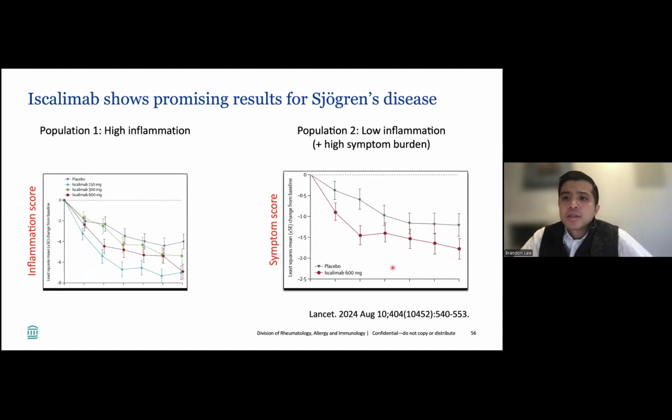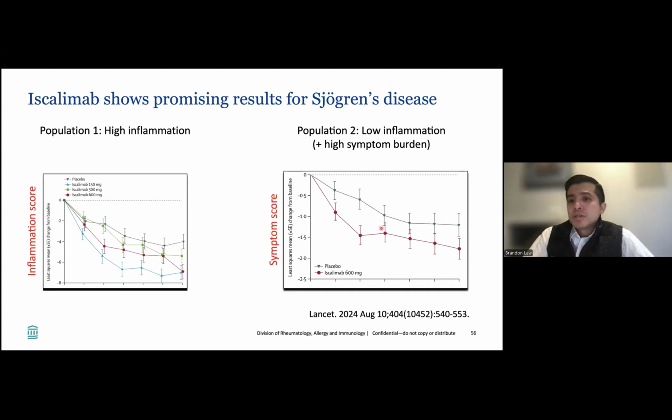So this is some phase 2 data that was published this year for iscalimab showing promising results for Sjögren's syndrome. They did basically what I mentioned before, where they had a high inflammation group, and they tracked what we can call an inflammation score over time. And you could see how these curves go down over time. The x-axis is time, the y-axis is the inflammation score. And you can see how those inflammation scores go down over time for this population.